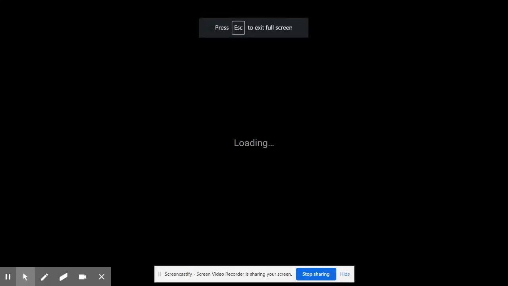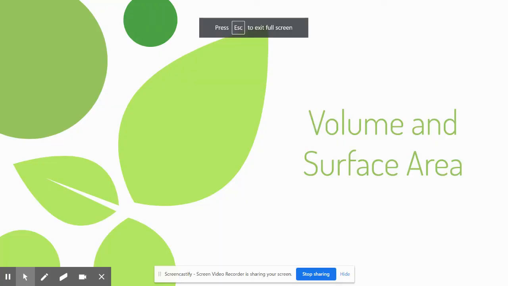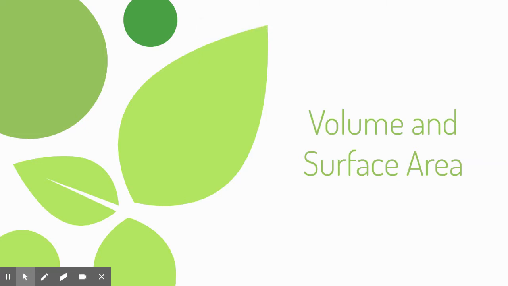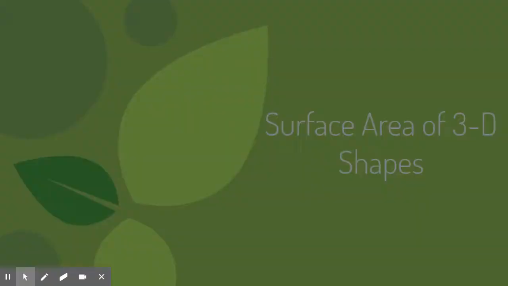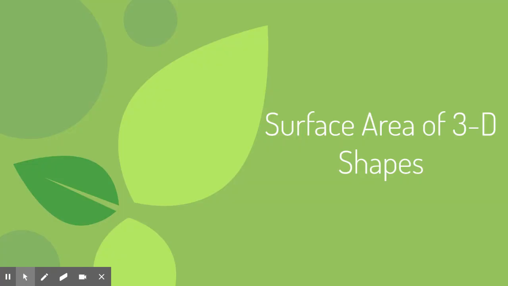Okay, guys, today we're starting a new unit, Unit 8. And it's going to be all about volume and surface area of 3D shapes. So we're going to start with surface area. We're going to do that today and tomorrow because we're going to talk about total surface area and lateral surface area.